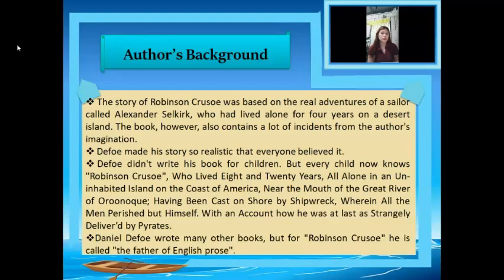So the original title of Robinson Crusoe was so long, and it was The Life and Strange Surprising Adventures of Robinson Crusoe of York, Mariner, who lived 28 years all alone in an uninhabited island on the coast of America near the mouth of the great river of Orinoco, having been cast on shore by shipwreck, wherein all the men perished but himself, with an account how he was at last as strangely delivered by pirates.